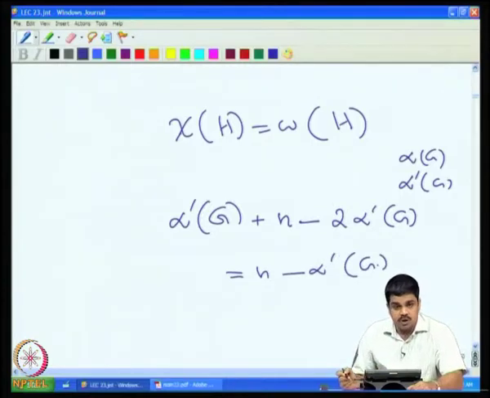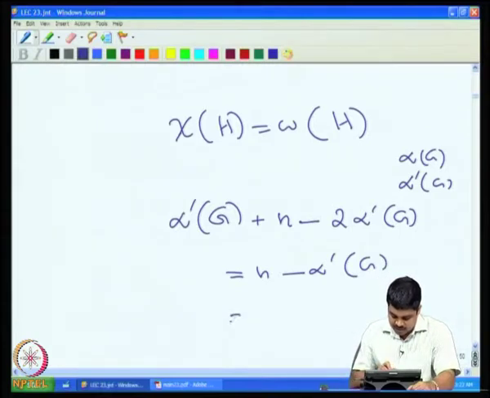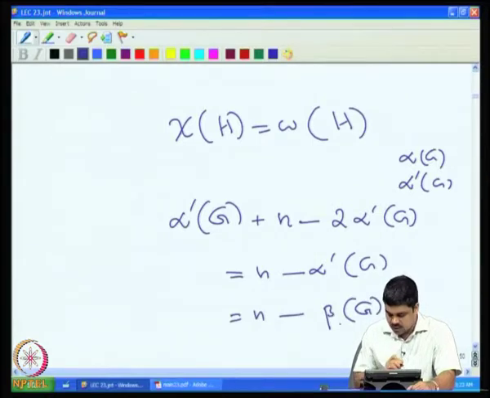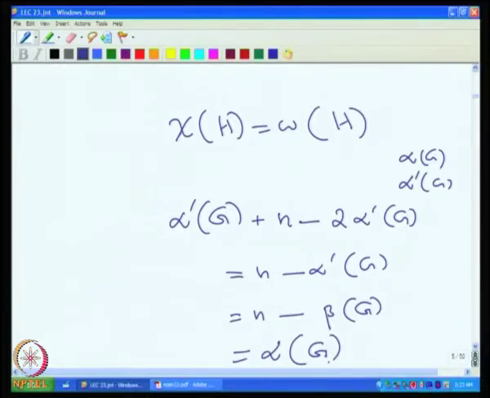How much is this? You remember the Konig's theorem, where we showed that alpha dash of G is essentially the vertex cover, MVC, n minus, we called it beta of G, right, and this is essentially alpha of G. And alpha of G happens to be the omega of its complement, because we are talking about the complement graph. So, the complement graph's omega.